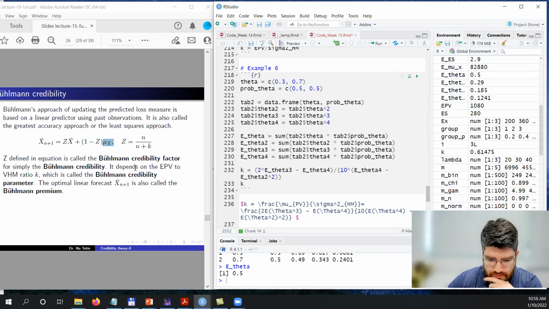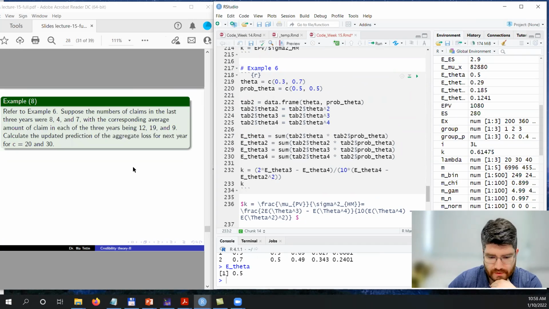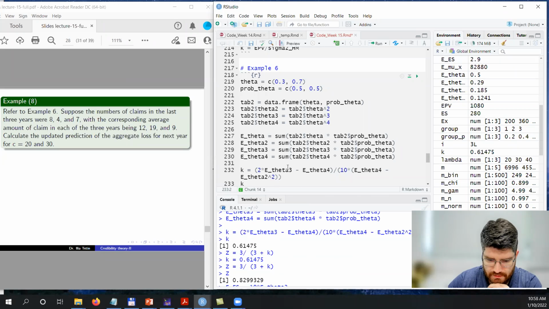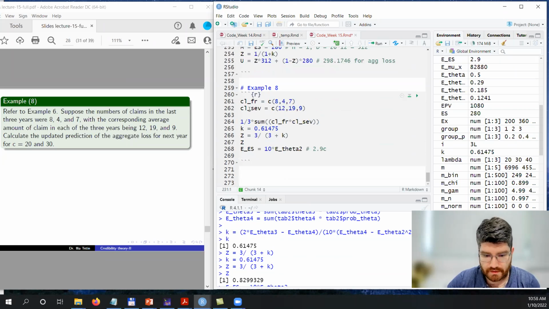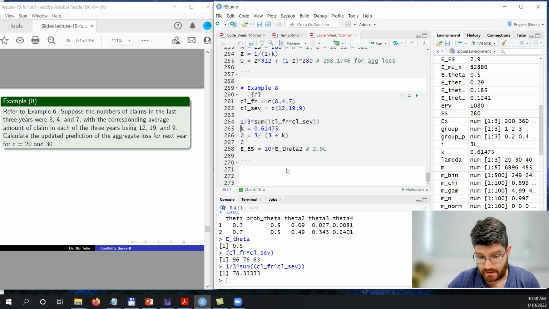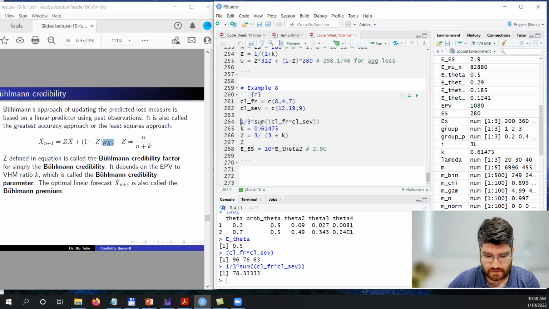Our key value. So how can we calculate that? Claim frequency times claim severity. This is our result, right? So the sum of those and the average claim size, this is 78. Let's call this thing X bar, or EX.